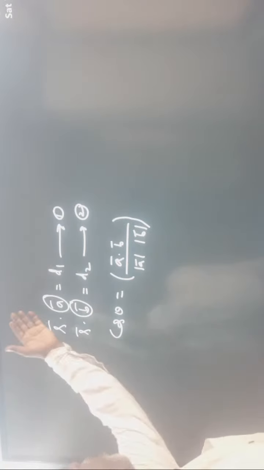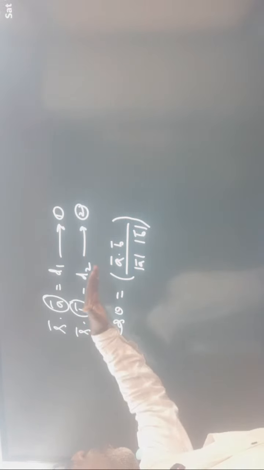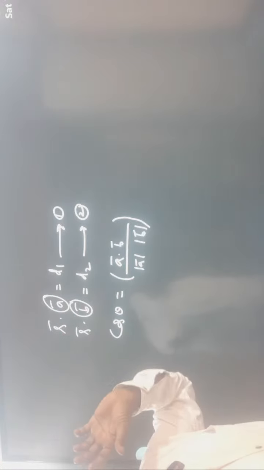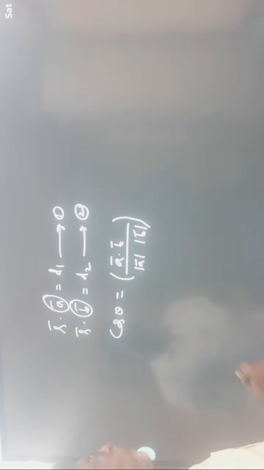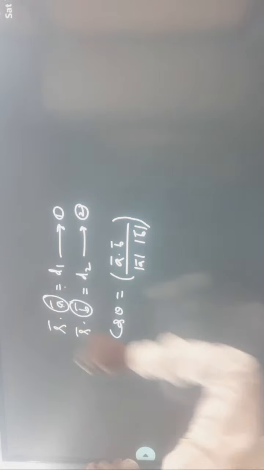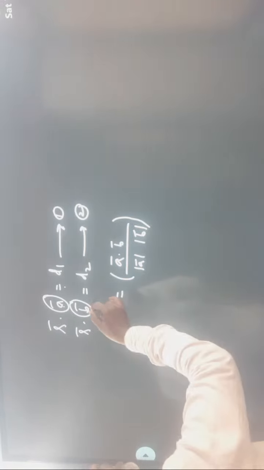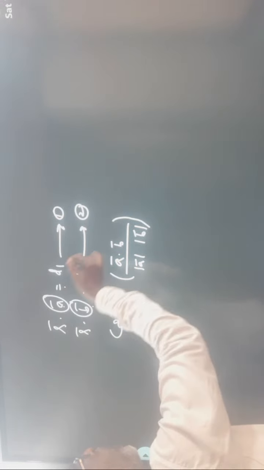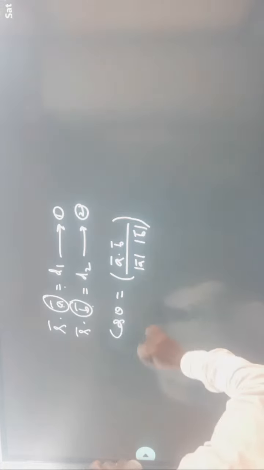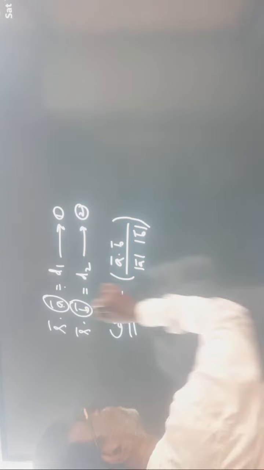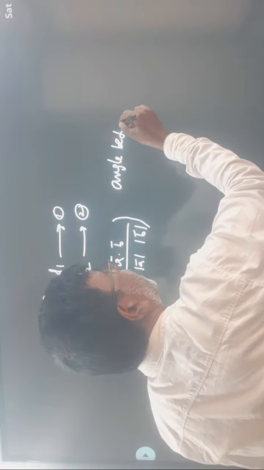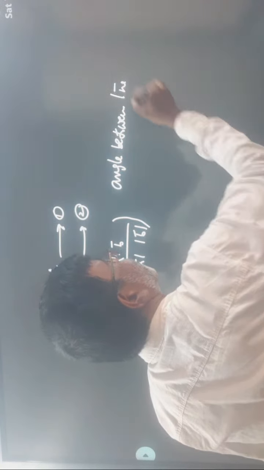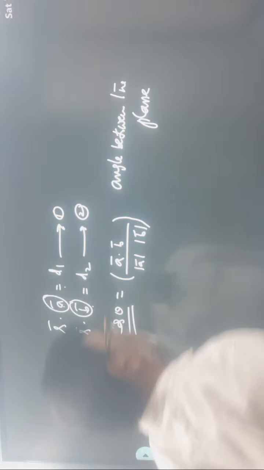So r dot A bar equals D1 and r dot B bar equals D2 are the two planes. The angle between the two planes is nothing but the angle between the normals. A bar is the normal to plane 1, and B bar is perpendicular to plane 2. The angle between the normals gives the angle between the planes. What is the angle between the planes? cos theta equals A dot B by mod A mod B. So this is also very important. Let me explain one more concept.